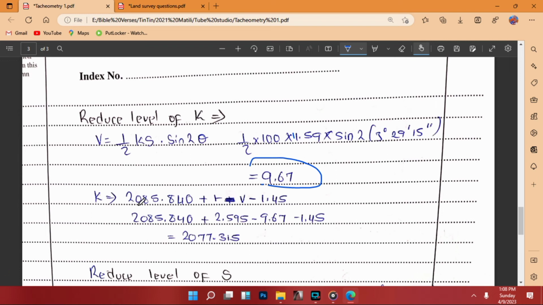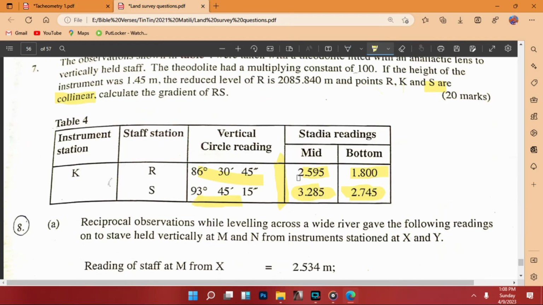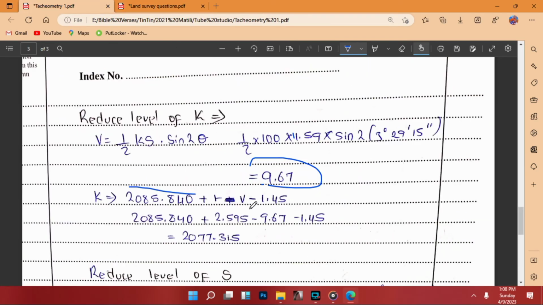So having done that, the reduced level of R that we had already been given, plus R, that is the distance to the midpoint already given, then minus V, already calculated, then minus the height of instrument that we had been given in the question. So the reduced level of K will be 2077.315.